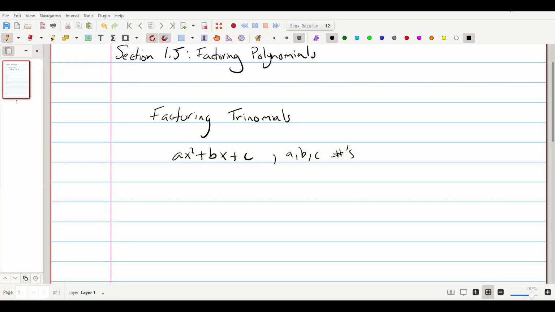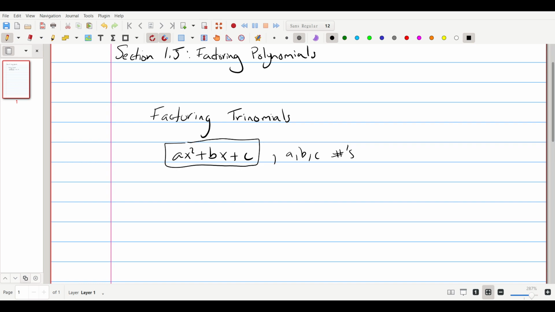What up, math heads? Today we'll be continuing our discussion on factoring polynomials, specifically factoring trinomials. Tri meaning three, nomials meaning terms, so three terms. And so a general trinomial is in this form, ax squared plus bx plus c, where a, b, and c are just numbers, x being our variable.